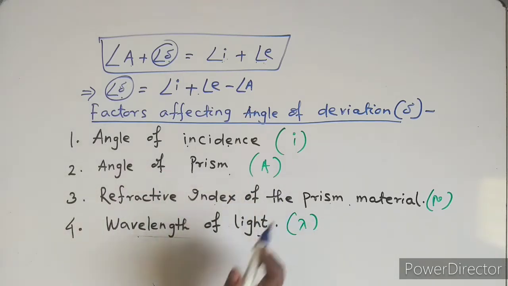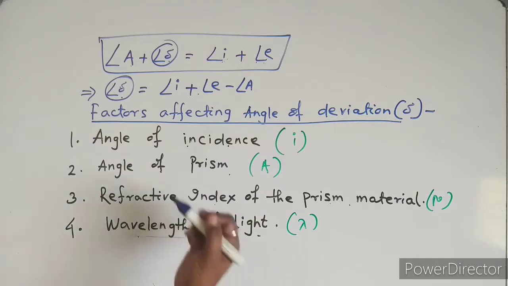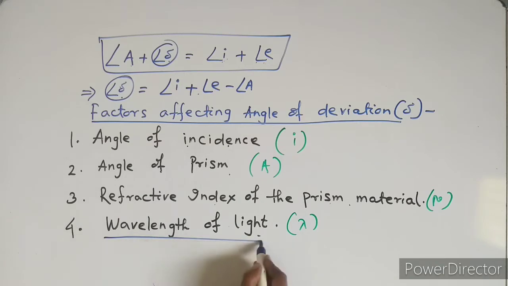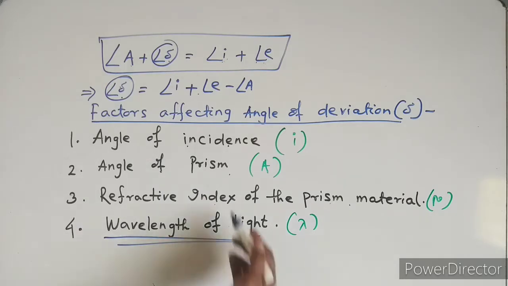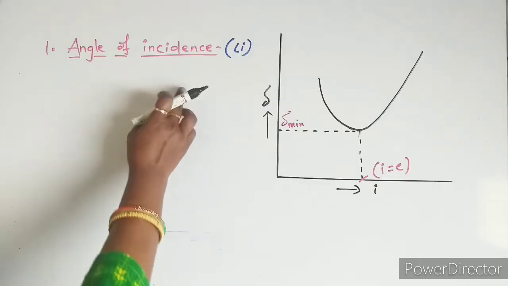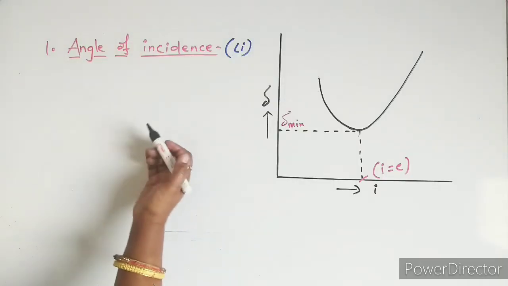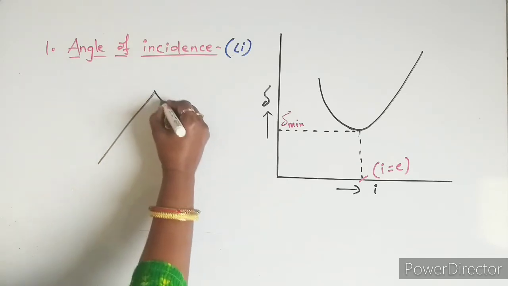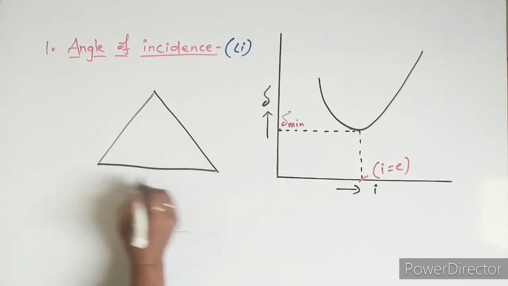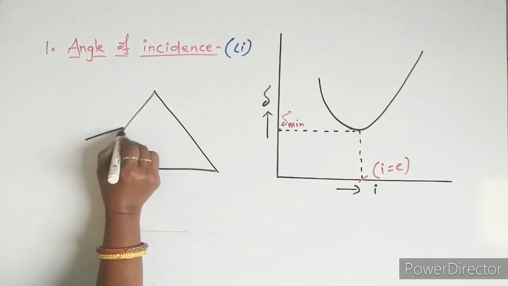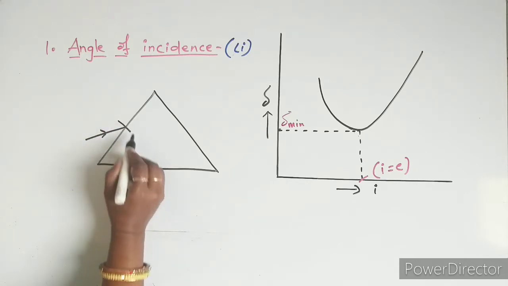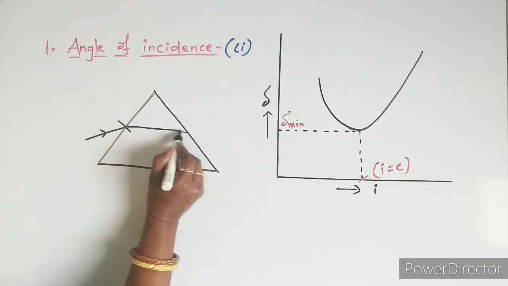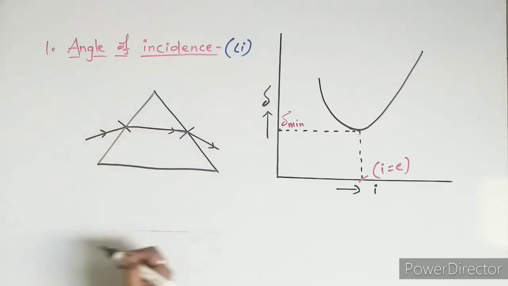One important thing to remember: whenever we discuss the light chapter and its factors, the wavelength of light is one of the common factors. Closing your eyes, you can write wavelength of light as one of the factors in all cases. Experimentally it is seen that when the angle of incidence changes, the angle of deviation also changes. Let us see this, we will get some idea. Let this be the prism and this the incident ray. Obviously this will be refracted and this will be the emergent ray.